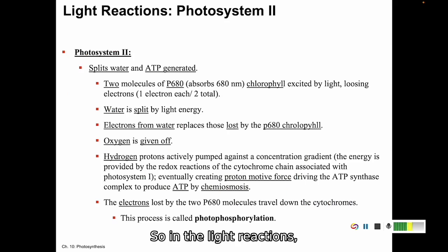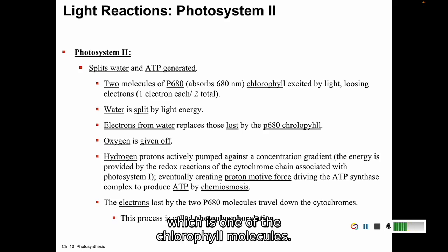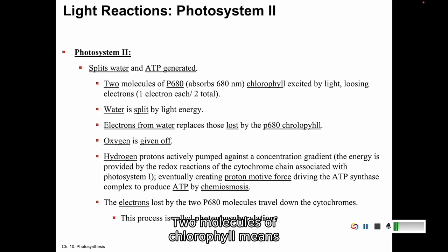So, in the light reactions, we have these two photosystems, and they run backwards from what their names would suggest. So we start with photosystem 2. In photosystem 2, we're going to split water and make ATP. There are 2 molecules of P680, which is one of the chlorophyll molecules, and it's going to be excited by light and lose electrons. 2 molecules of chlorophyll means 2 electrons are going to be excited. So they're each going to excite 1.